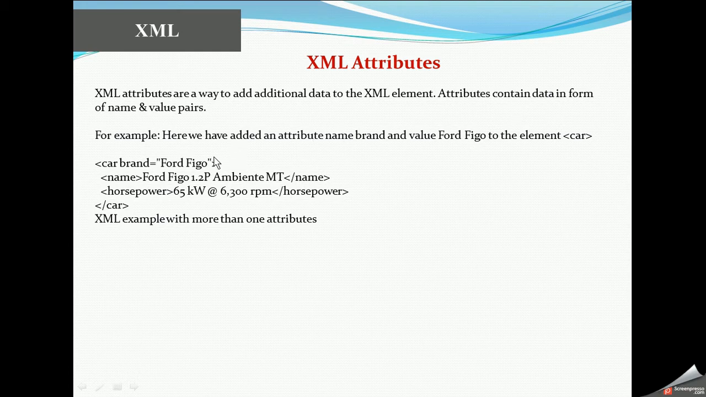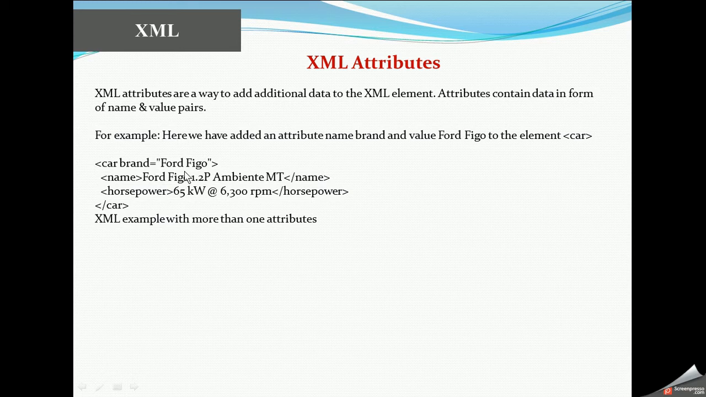Suppose now we have added an attribute named brand. Now see, car brand is equal to Ford Figo. So this is the attribute and value. So the brand is the attribute and Ford Figo is the value.